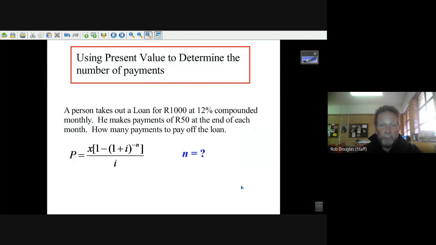We're going to look at using present value to determine the number of payments using the present value formula. Whenever they say the word loan, present value is usually a good way to go. Let's look at this problem.